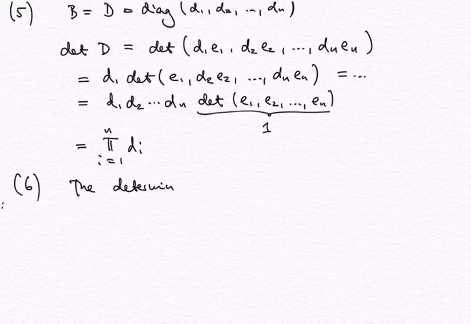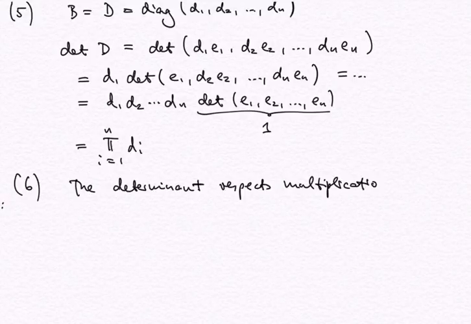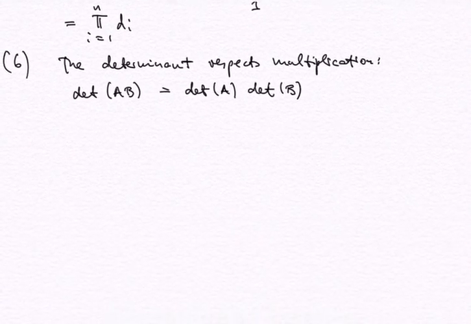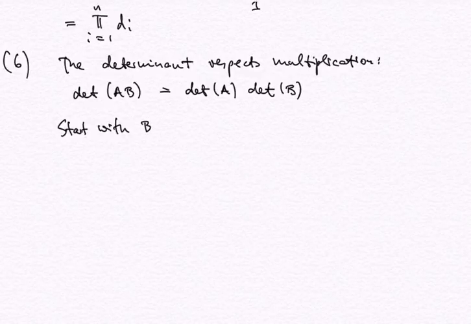Very important, the determinant respects multiplication. I mean by that, that the determinant of A times B is the determinant of A times the determinant of B. Now, to understand this, start with the special case that B is a diagonal matrix.